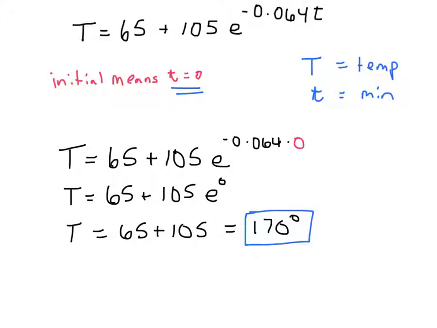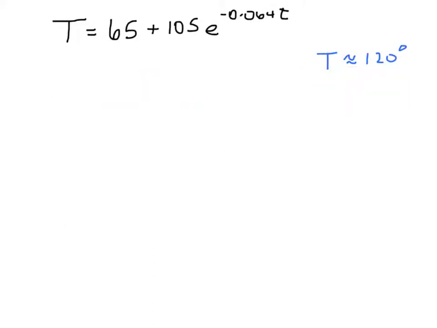Now part B was a little bit of a different story. In part B, they're asking us about when the coffee is going to be ready to drink, and they're estimating that to be about 120 degrees. So we're going to plug 120 in for the capital T. So that equation is going to look like this. I put the 120 in where the T is, and then we have to solve for the lowercase t, right? We're looking for the time it takes to get down to that temperature. And so we're going to have to solve this exponential equation. And for that, we're going to need our good friends, the logarithms.